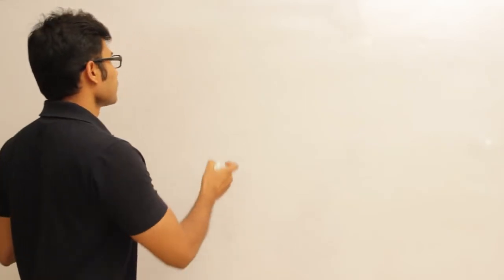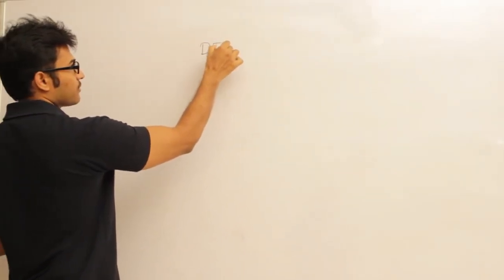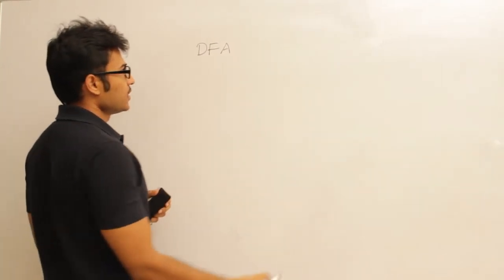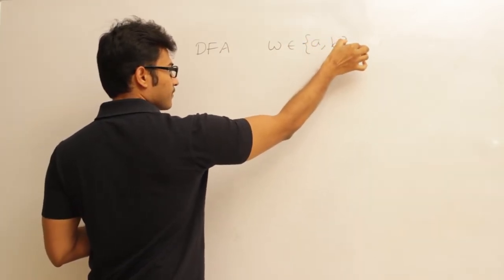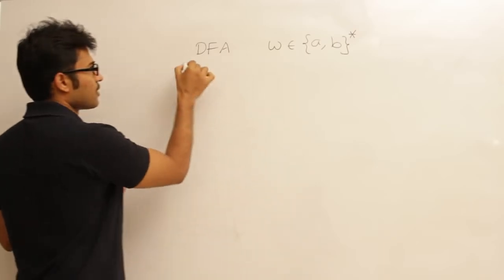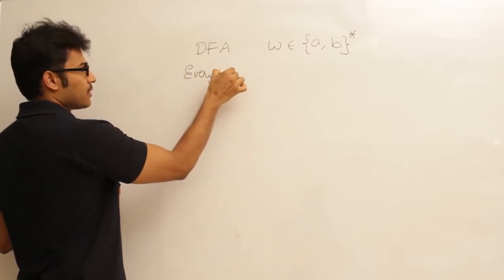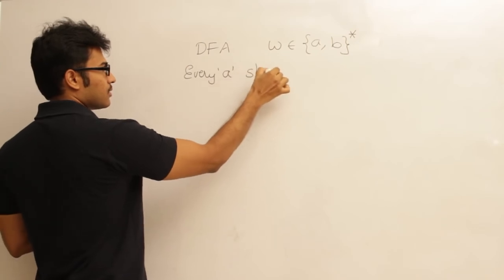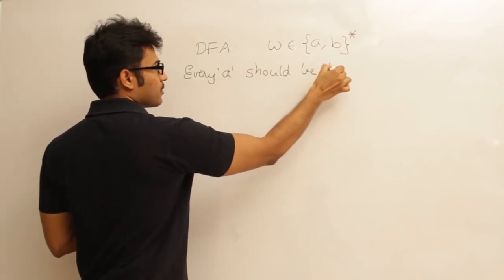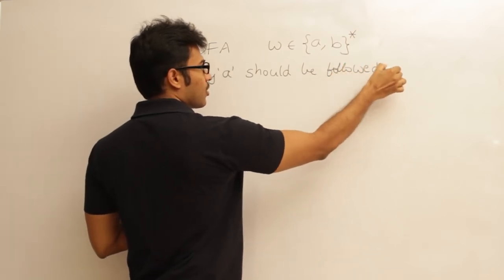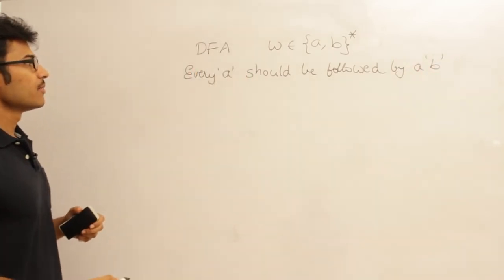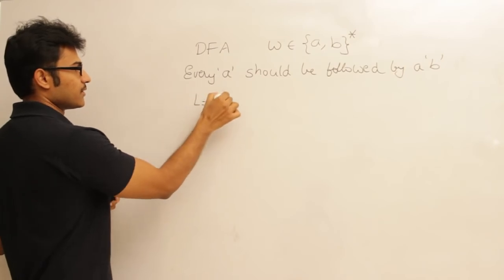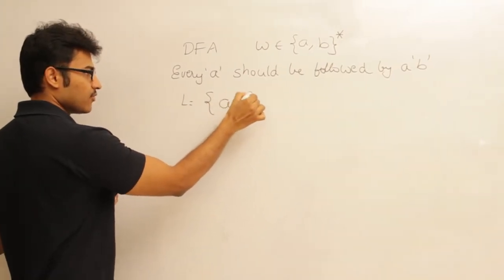Let us now consider a problem where we have to construct a DFA, a minimal DFA, in which the strings belong to {a, b} only, with a condition that every A should be followed by a B. Every A should be followed by a B, which means if there is an A, it has to be immediately followed by B.